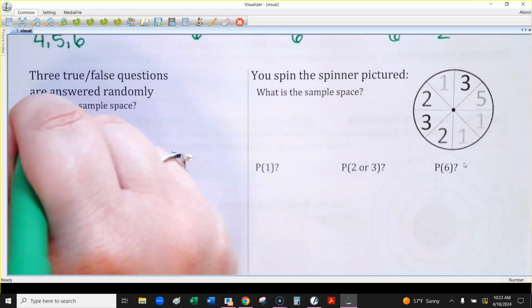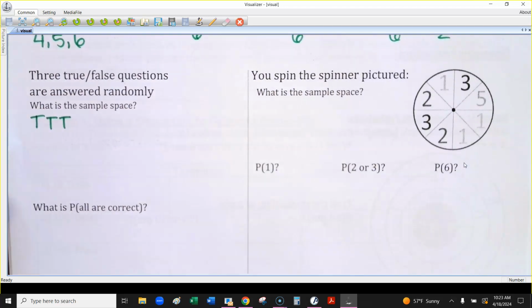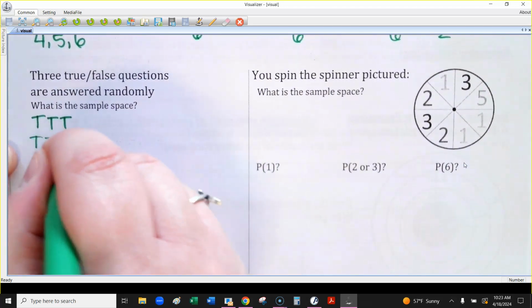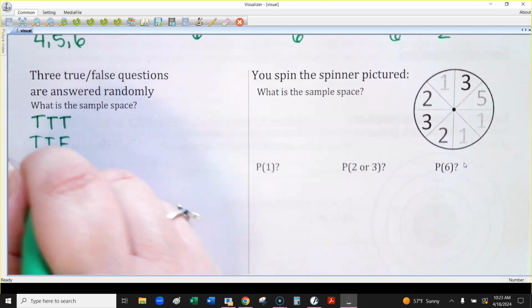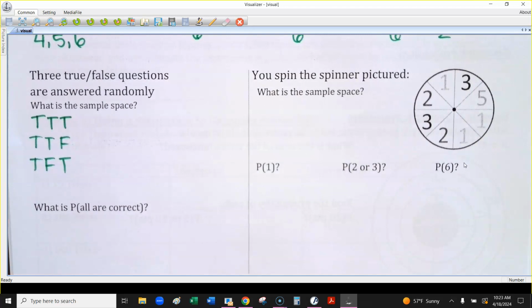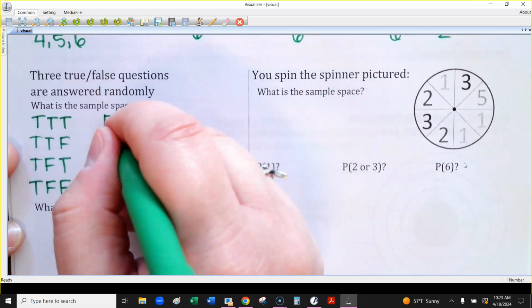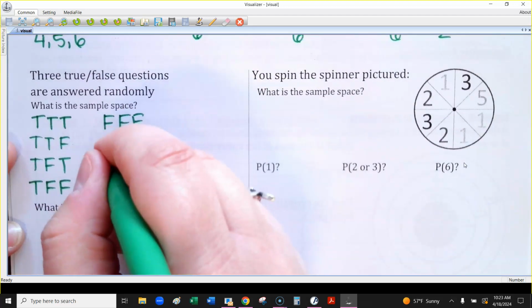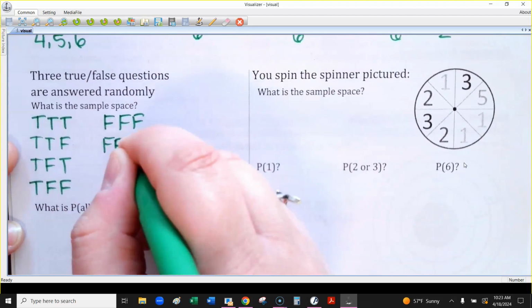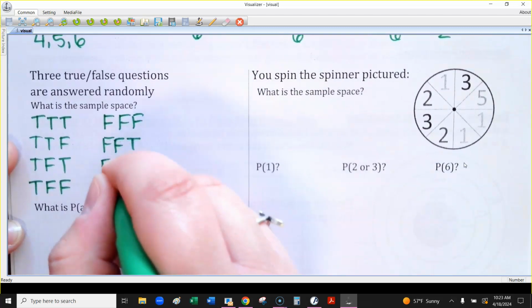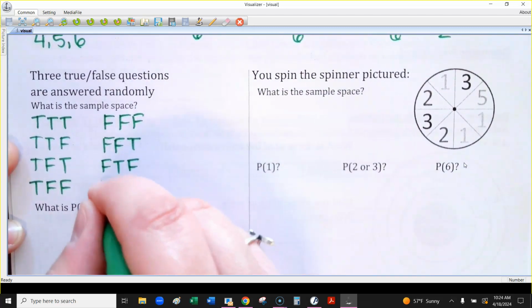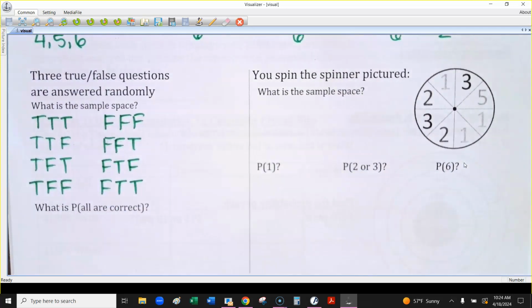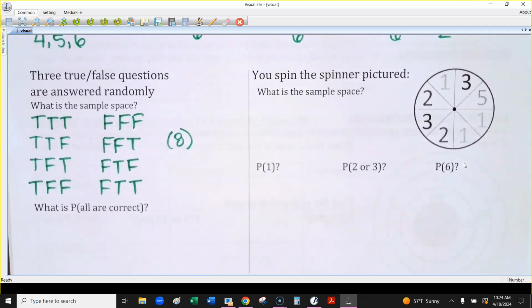So I could just do true, true, true. I could do true, true, false. Each one of these would be different. We could do true, false, true, and we could do true, false, false. So those are all the possible ways if I started with true. If I started with false, we could say all 3 of them were false. I could do the first 2 false and the last one true. I could do false, true, false, and I could do false, true, true. So that's all the possible things if you just randomly answer these questions. So there's 8 total ways that that could happen.